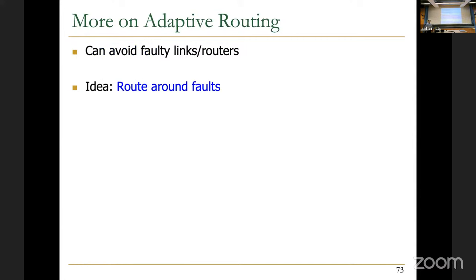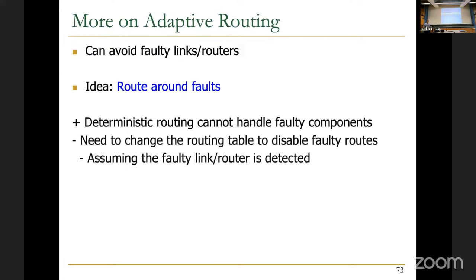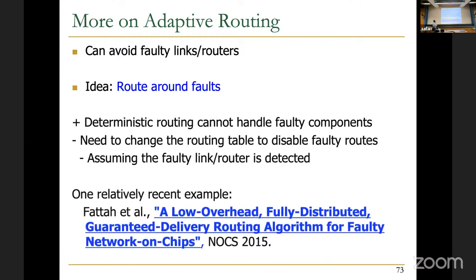So more on adaptive routing can avoid the faulty links and routers. Adaptive routing is not only for performance, as I said, it's also for better reliability. The idea is to route packets around faults. Deterministic routing cannot handle faulty components, as I said. You need to change the routing table to disable faulty routes, assuming the faulty link and router is detected. But with an adaptive routing algorithm, you can actually avoid that, and you can route around faults.